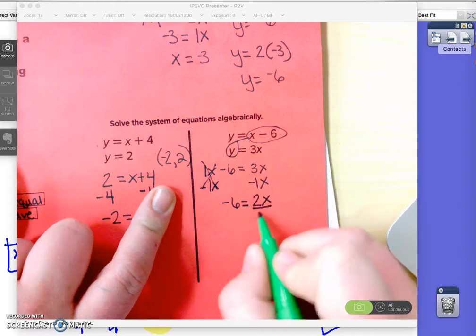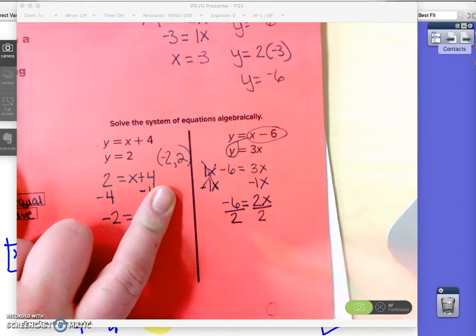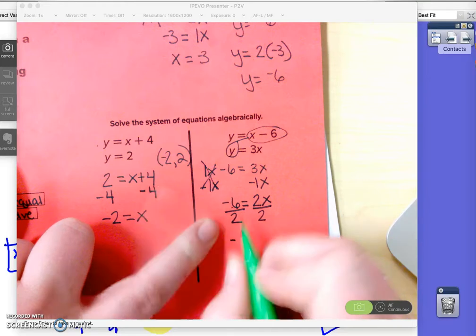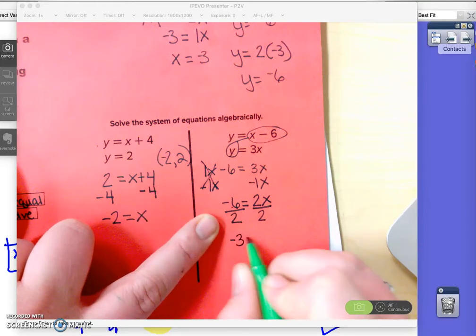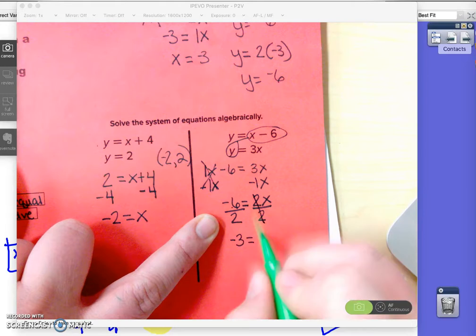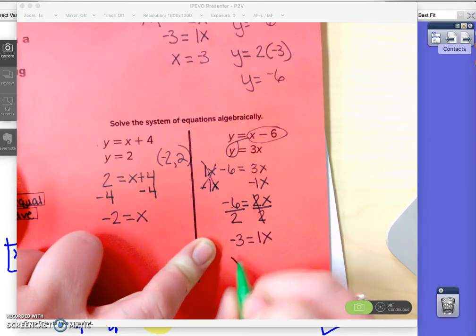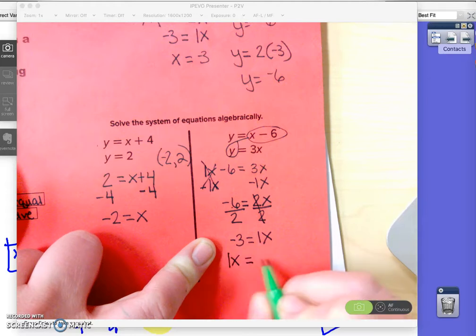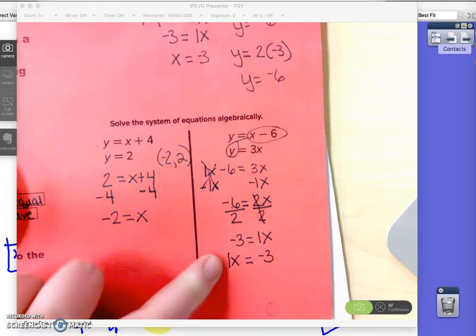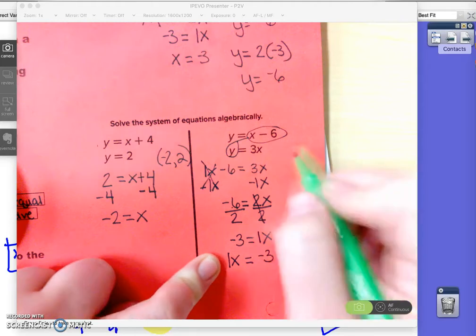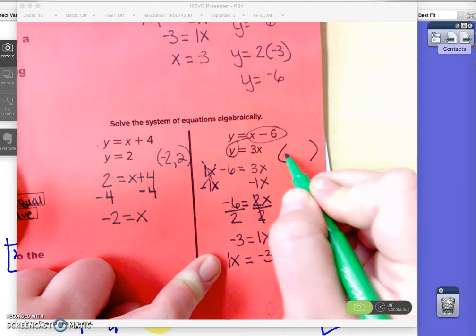I need to divide by 2 to isolate the variable. So negative 6 divided by 2 is a negative 3. 2 divided by 2 is just 1, so 1x. Again, I can flip this around, so it's x equals, or 1x equals negative 3. I don't have to write the 1, but I can. So there's my x coordinate.